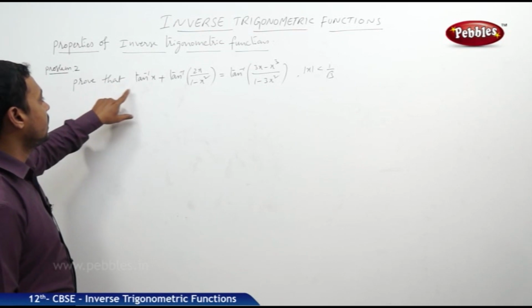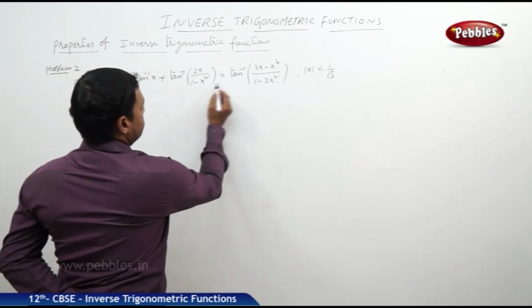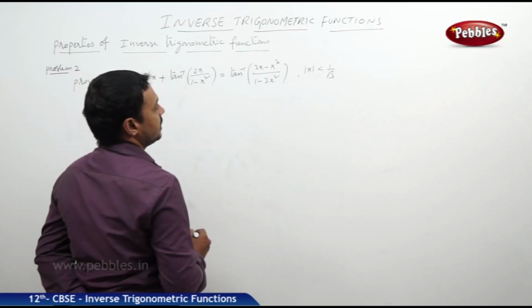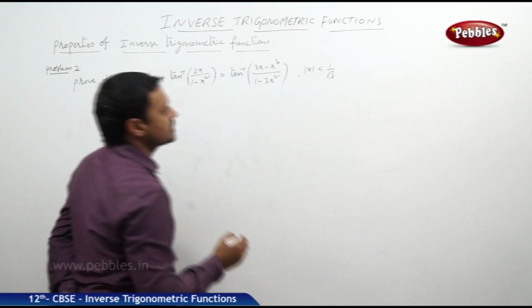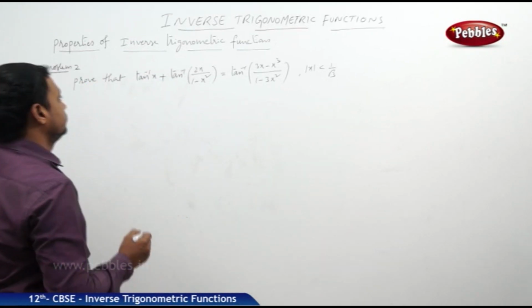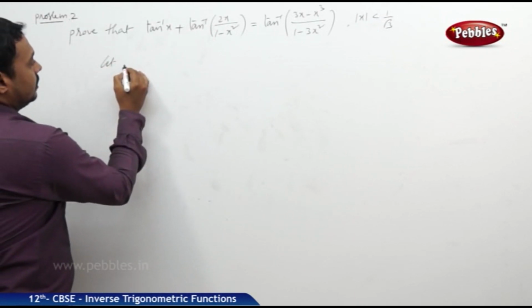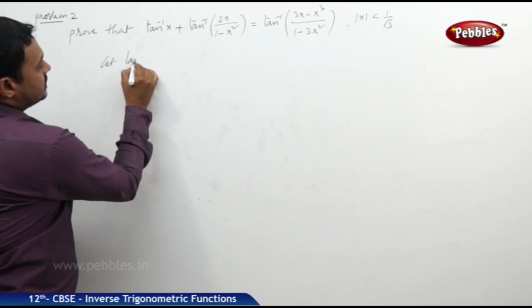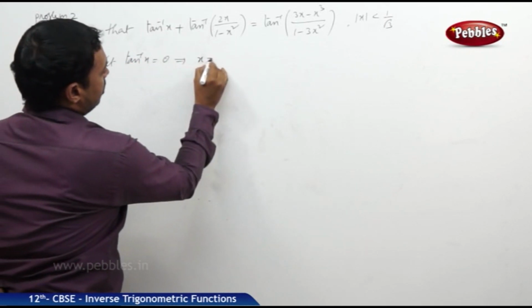Take second problem. Prove that tan inverse x plus tan inverse of 2x by 1 minus x square is equal to tan inverse of 3x minus x cube by 1 minus 3x square, when mod x is less than 1 by root 3. Now, in this problem, let us take tan inverse x is equal to theta, implies x is equal to tan theta.